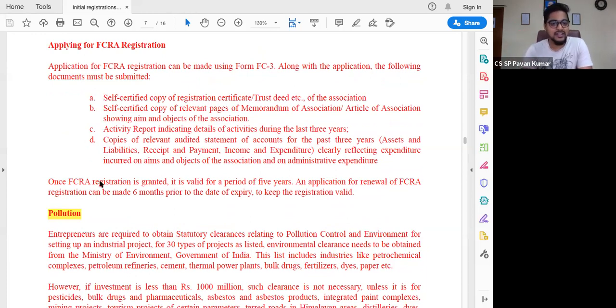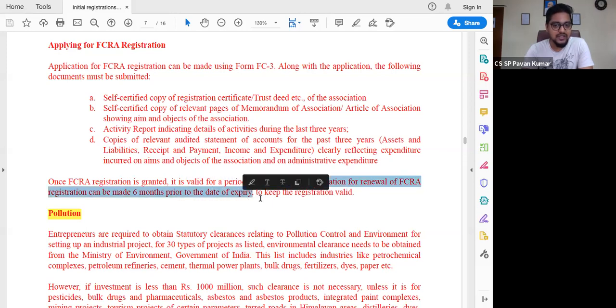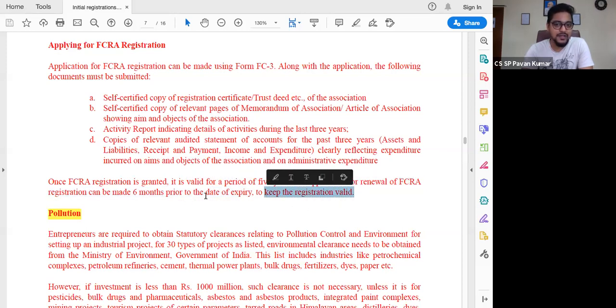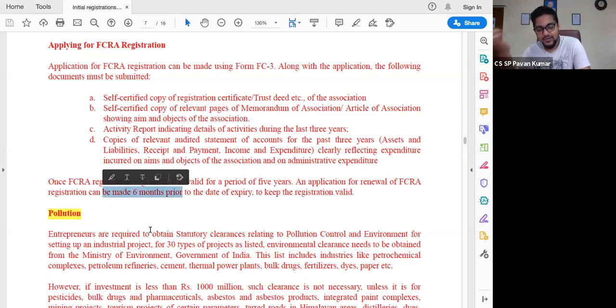Once FCRA registration is granted, it is valid for a period of 5 years. The application for renewal of FCRA can be made within 6 months prior to the date of expiry to keep the registration valid. So before 6 months, we'll have to approach to renew it. It will be valid for 5 years.